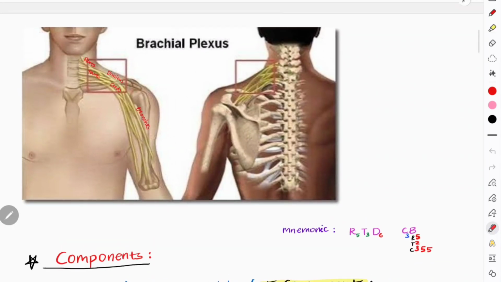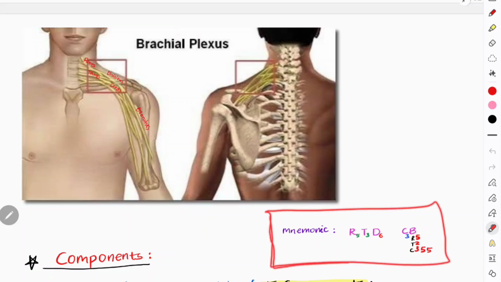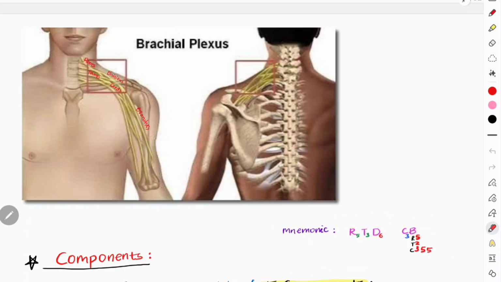The brachial plexus consists of 5 components, as we have summarized here: roots, trunks, divisions, cords, and branches. RTDCB. This mnemonic we'll learn completely at last. So RTDCB: roots, trunks, divisions, cords, and branches. They go like this along the upper arm and the forearm, the complete upper limb. They pass from the spinal cord.